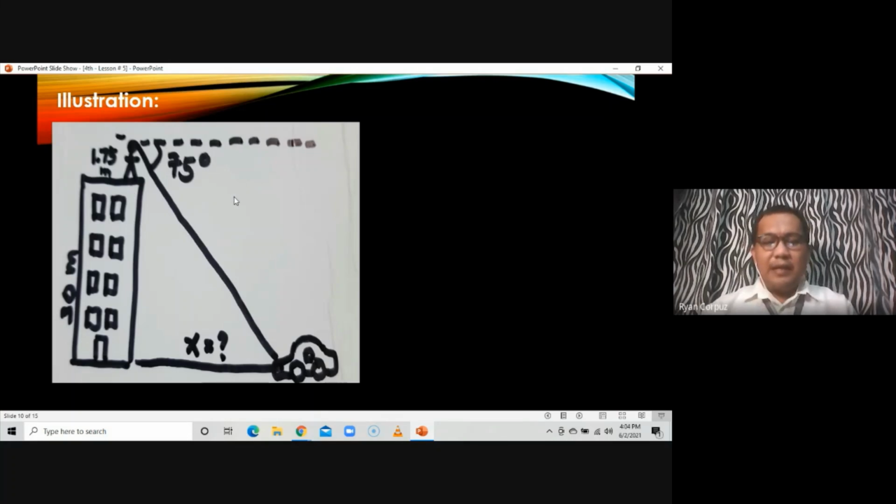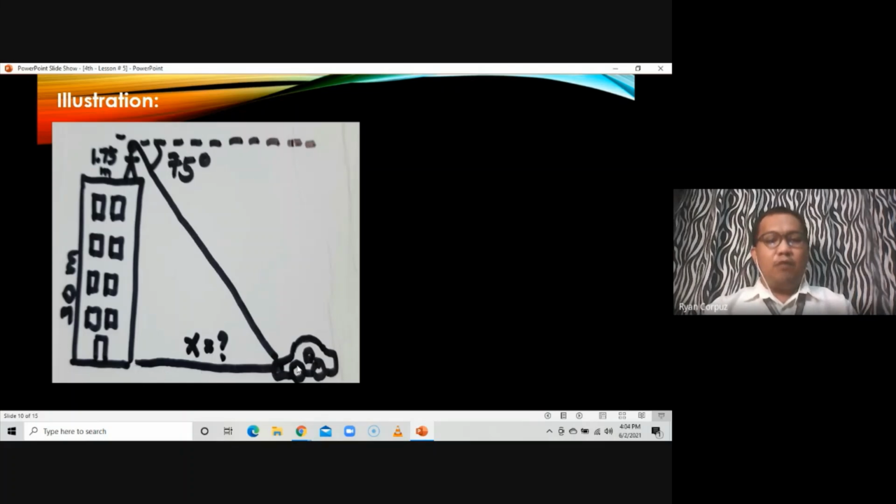So basically, the angle that we are pertaining to there is the angle of depression because from the horizontal to the object below, so we can form 75 degrees. So, how far is that car from the building? So, gaano kalayo ngayon? So, dito papasok ngayon yung tinatawag nating parallel lines that was cut by transversal.